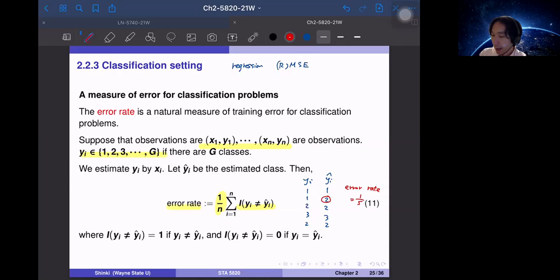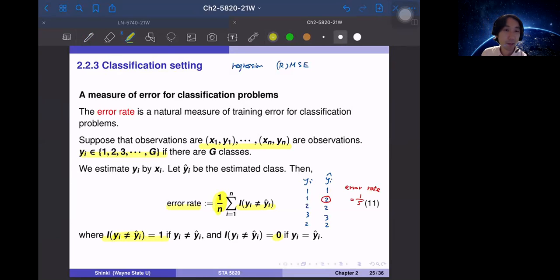Here the capital I is a function that is 1 if the statement is true, and 0 if the statement is false. If the statement is true, basically the prediction is not correct. So we pick up just the number of errors, and we take the sample proportion by multiplying by 1 over n. So this is the error rate.